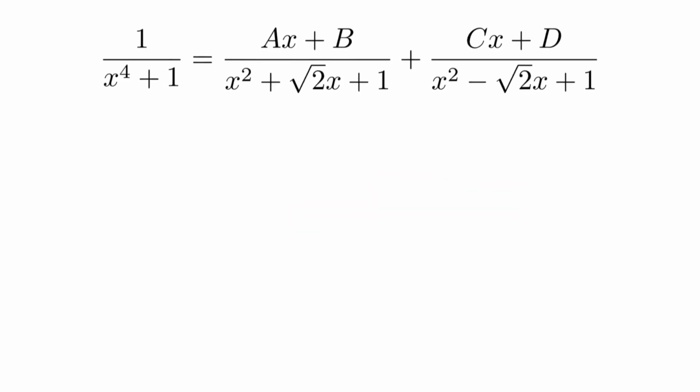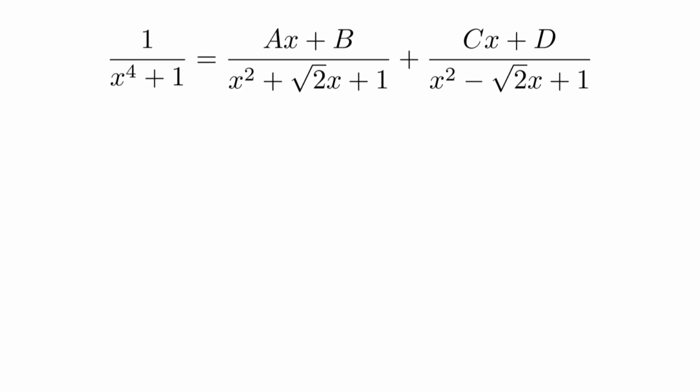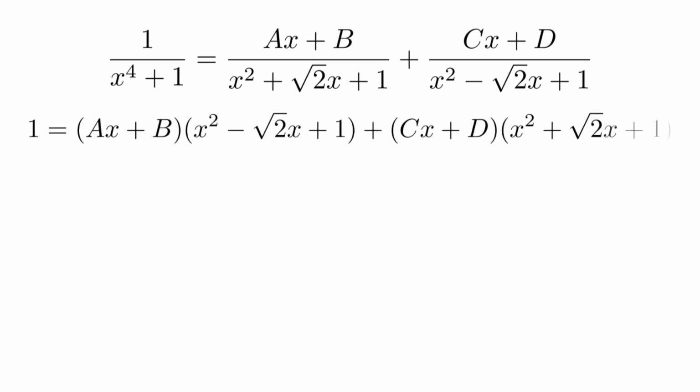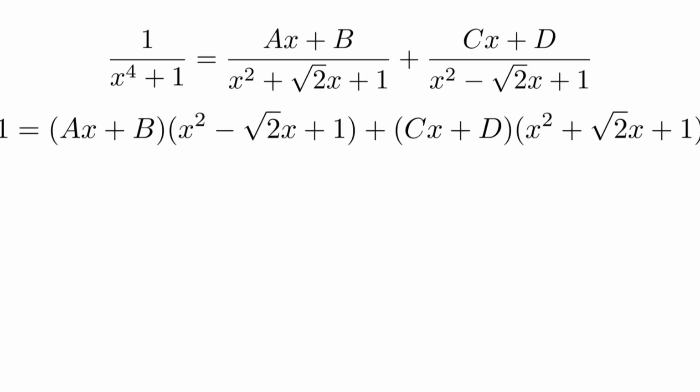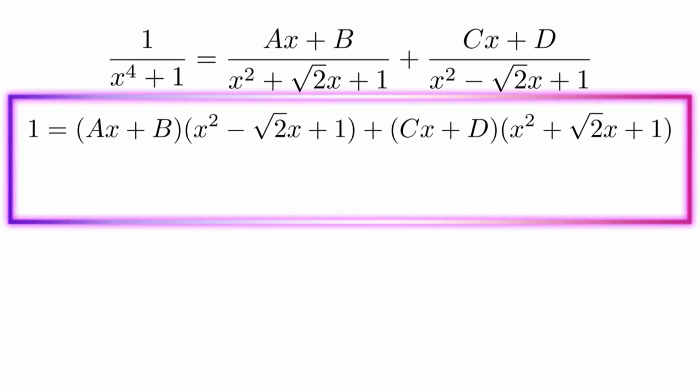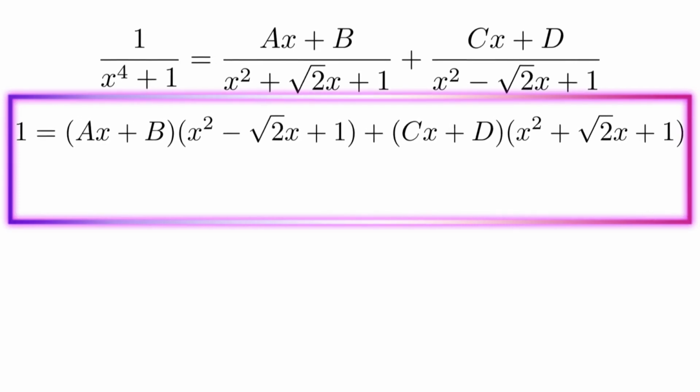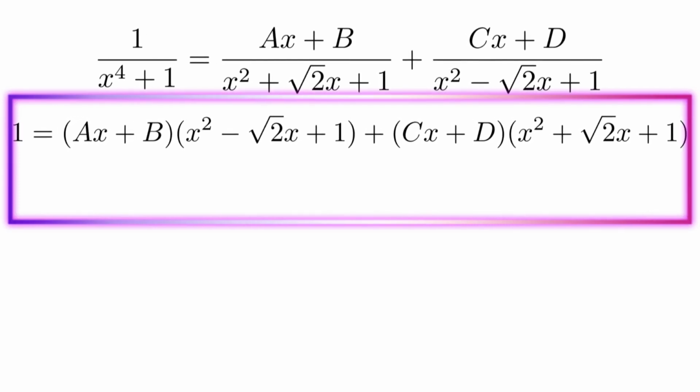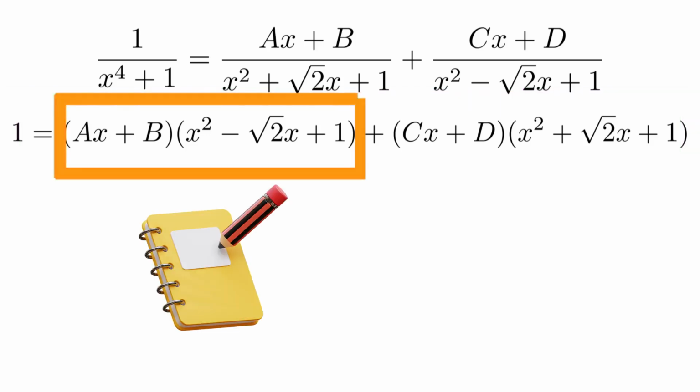This removes all fractions. We obtain 1 equals (Ax plus B) multiplied by (x squared minus square root of 2 x plus 1) plus (Cx plus D) multiplied by (x squared plus square root of 2 x plus 1). Let's expand the first product carefully.